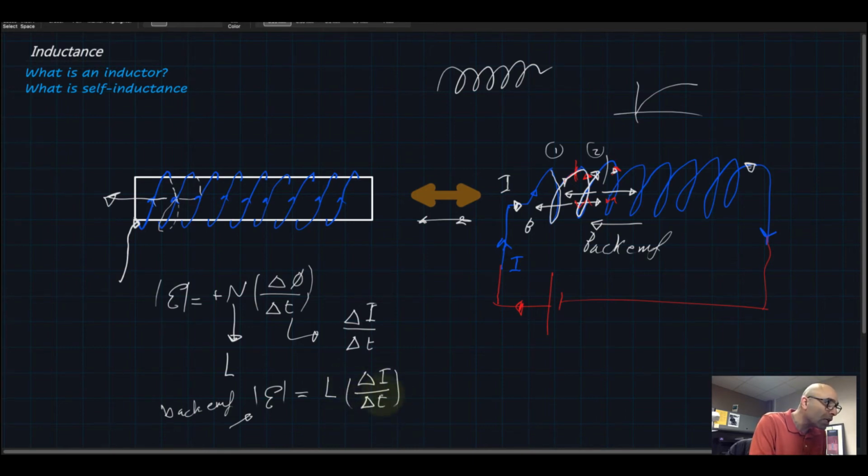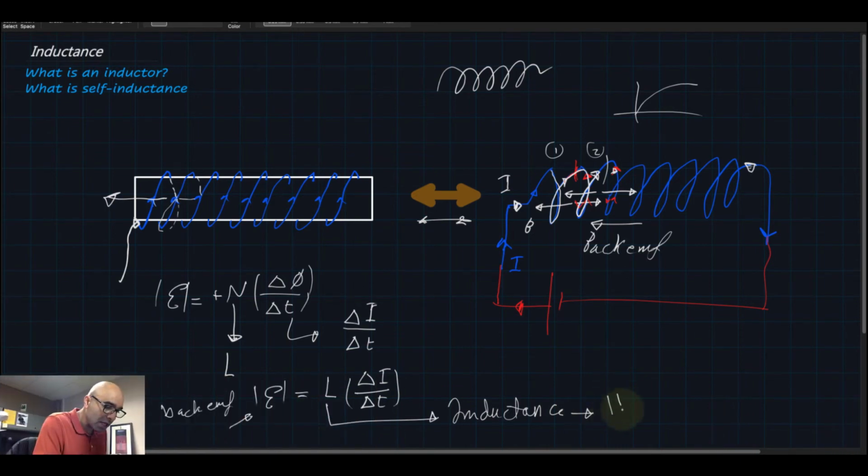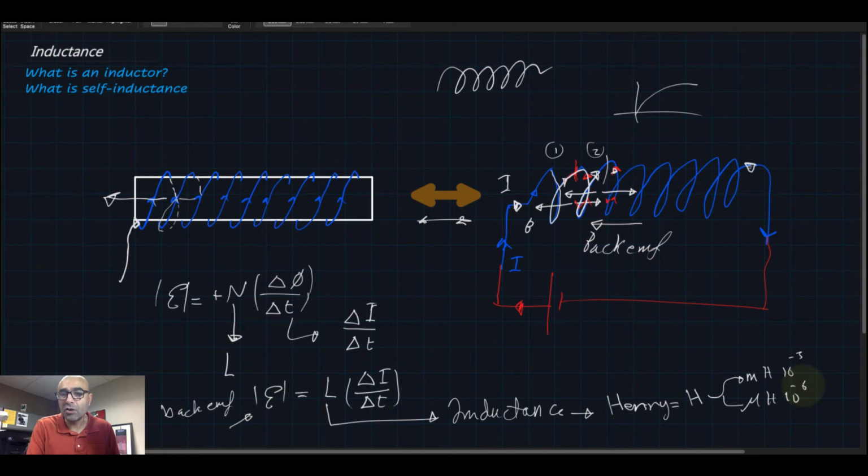All right. Now this L is known as the inductance, and this inductance is measured in a unit called Henry, and for short it is H. Most inductors are measured in either millihenry or microhenry. This is 10 to minus 3 Henry, and this is 10 to minus 6. Because the Henry is a huge unit, you need to scale it down with milli or micro to be able to measure a practical unit of it.